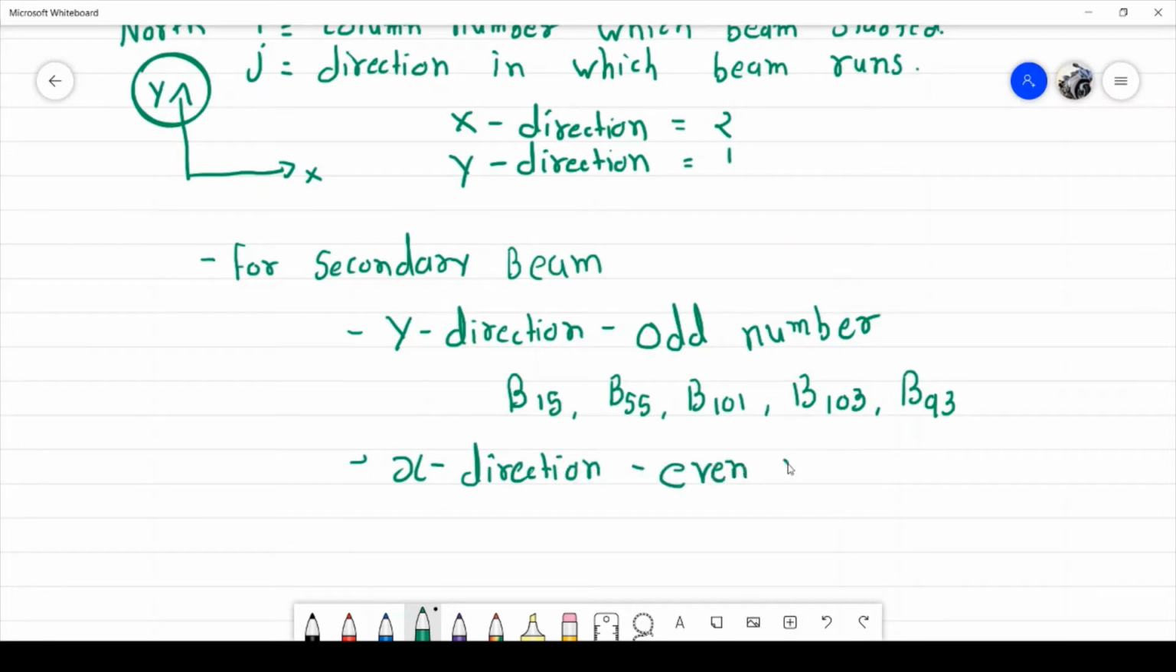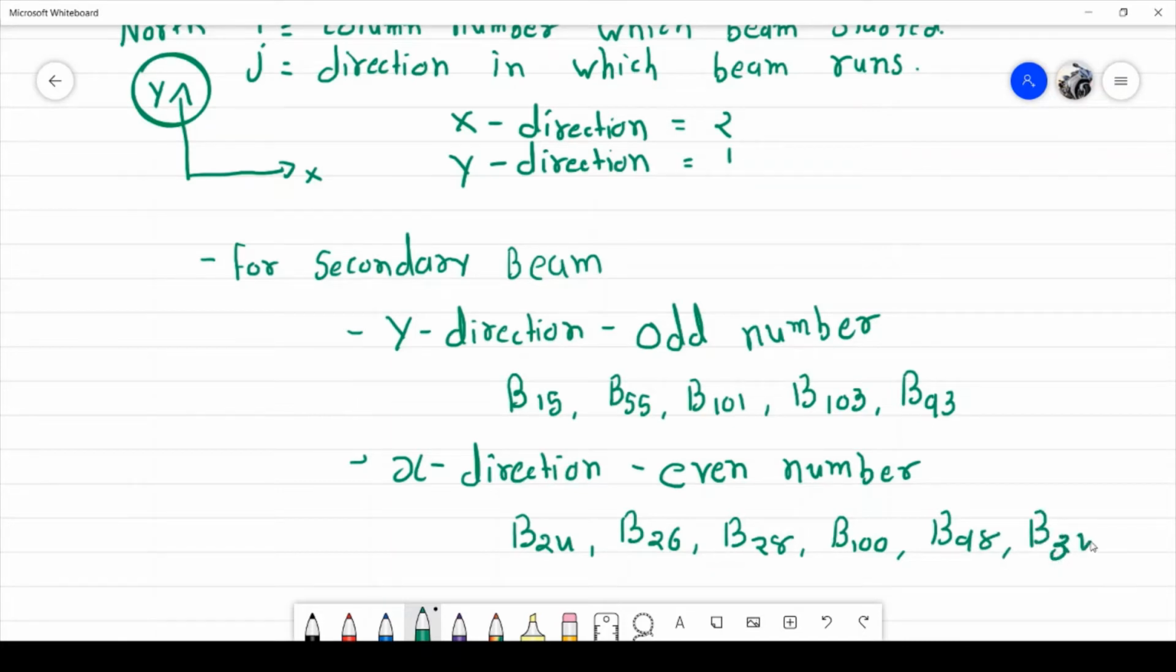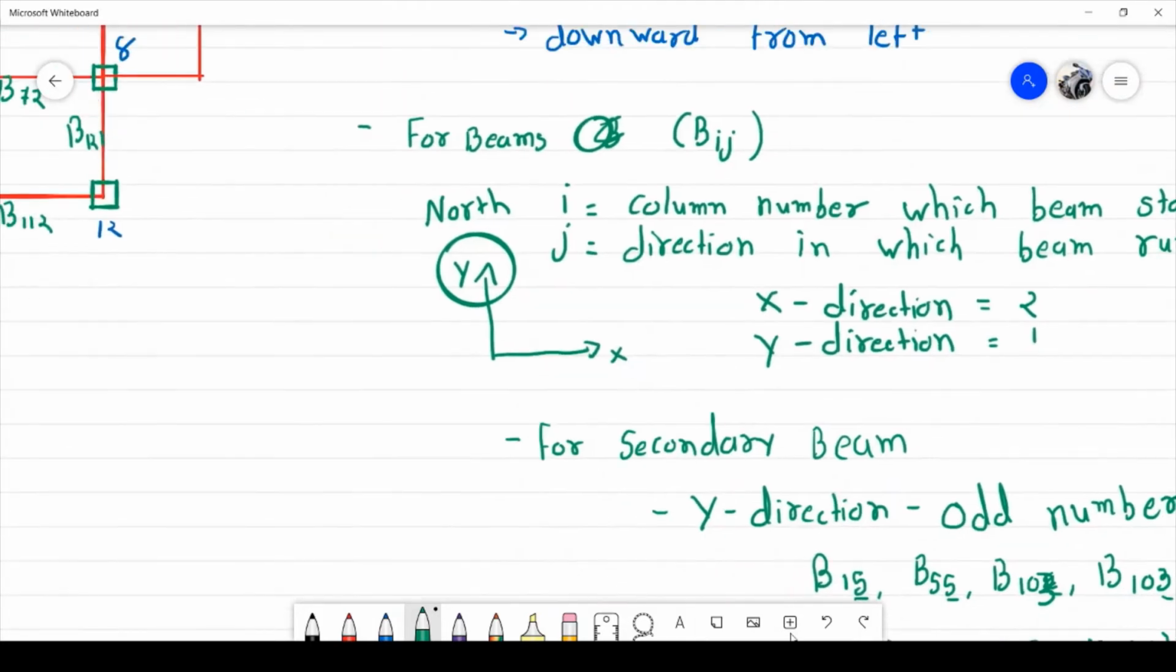Here in the X direction, we have even numbers, like B24, B26, B28, B100, B98, B34. Just even numbers. But one more thing to remember: the last digit is not 1 or 2, because it's a secondary beam. Not 1, not 2, in the last digit.